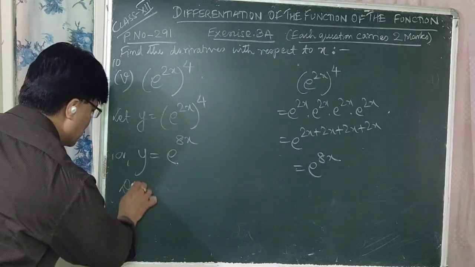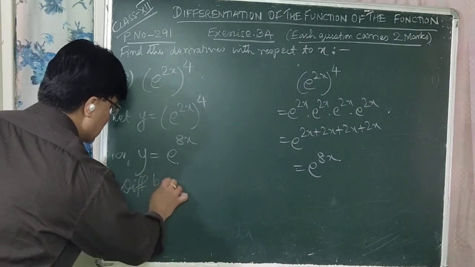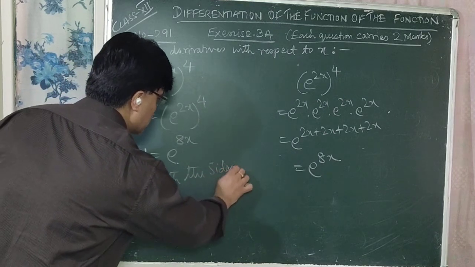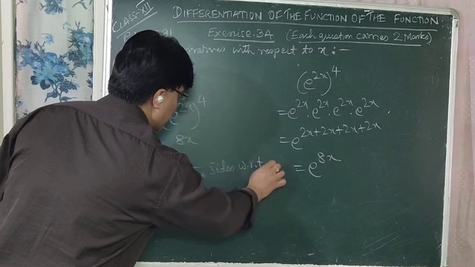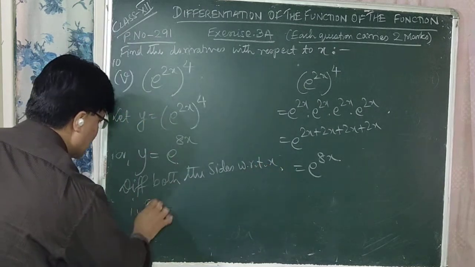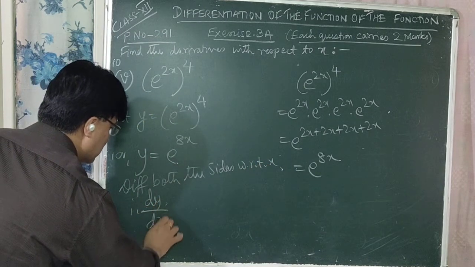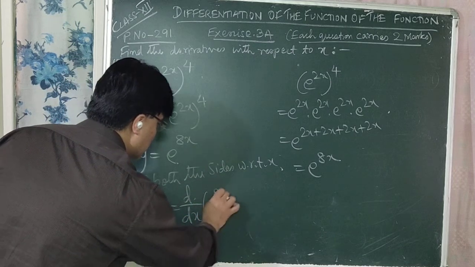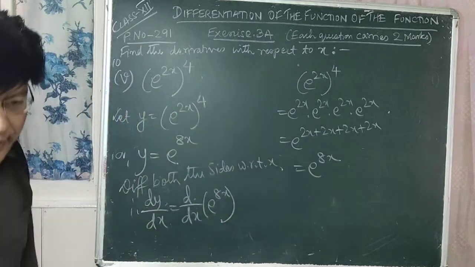So now you can easily differentiate both the sides with respect to x, isn't it? So write down, differentiating both the sides with respect to x. That is dy by dx is equal to d by dx of e to the power 8x. Okay.